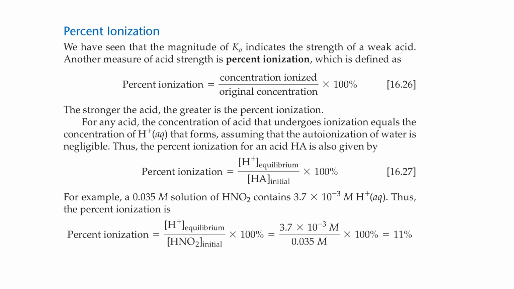For any acid, the concentration of acid that undergoes ionization equals the concentration of proton that forms, assuming that the ionization of water is negligible. Thus, the percent ionization of acid HA is given by the proton concentration at equilibrium over the initial HA concentration times 100%. For example, a 0.03 molar solution of nitric acid contains 3.7 times 10 to the negative 3 molar of protons. Thus, the percent ionization is 11%.